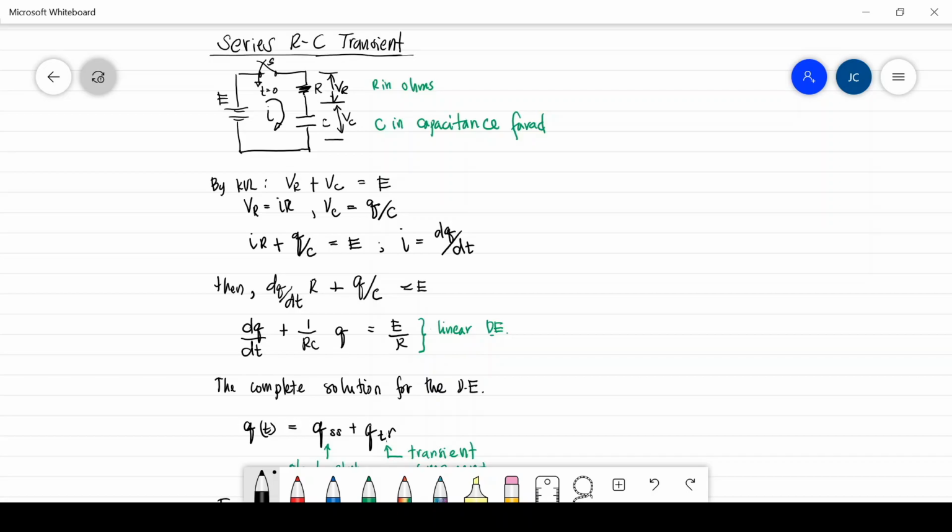By KVL, the supply voltage is equal to the voltage across R plus the voltage across C. The voltage across R is given by the equation I times R, and the voltage across C is given by the equation charge divided by the capacitance C.